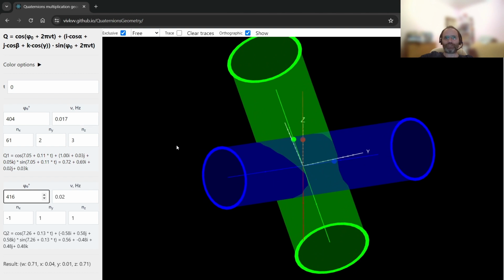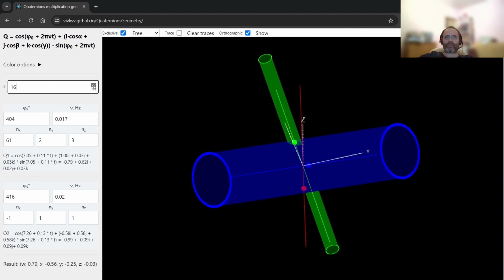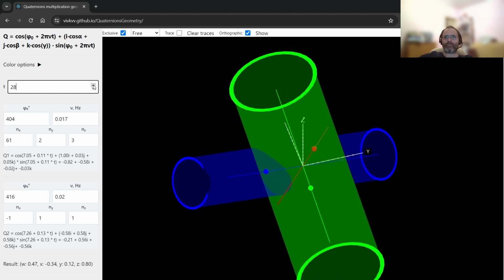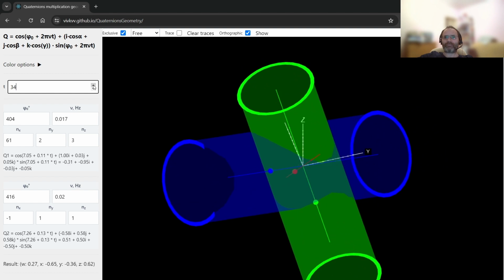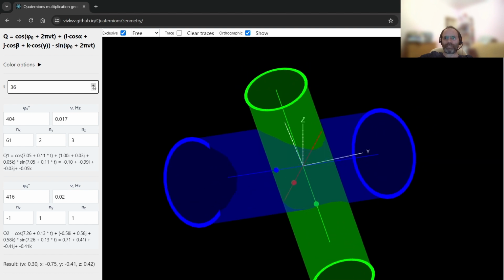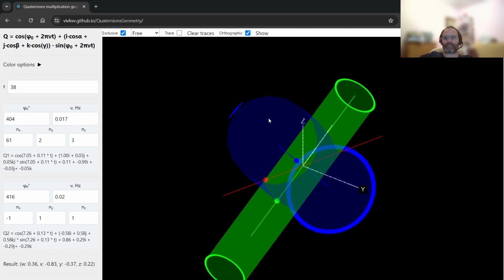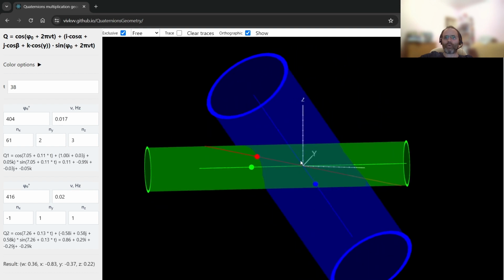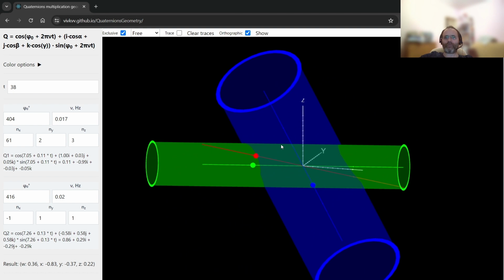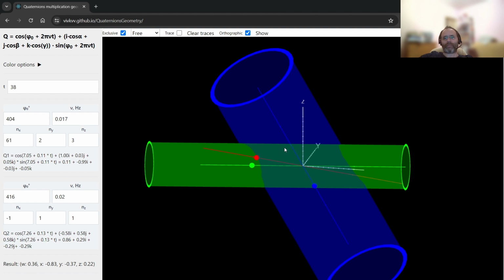Now it's a good time to change t, because when we change it, the radius of both cylinders will change. Both original quaternions will move along their axis, but the resulting quaternion, red, will still be located somewhere on the line of their intersection, the line of intersection of those two cylinders.